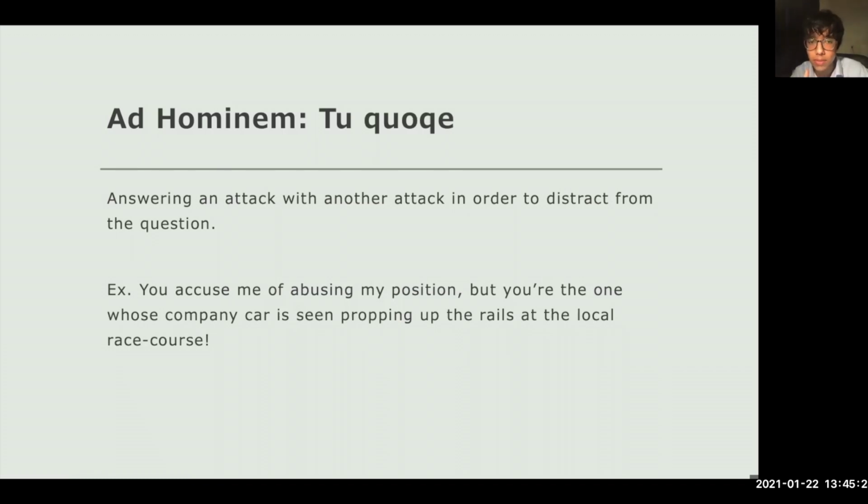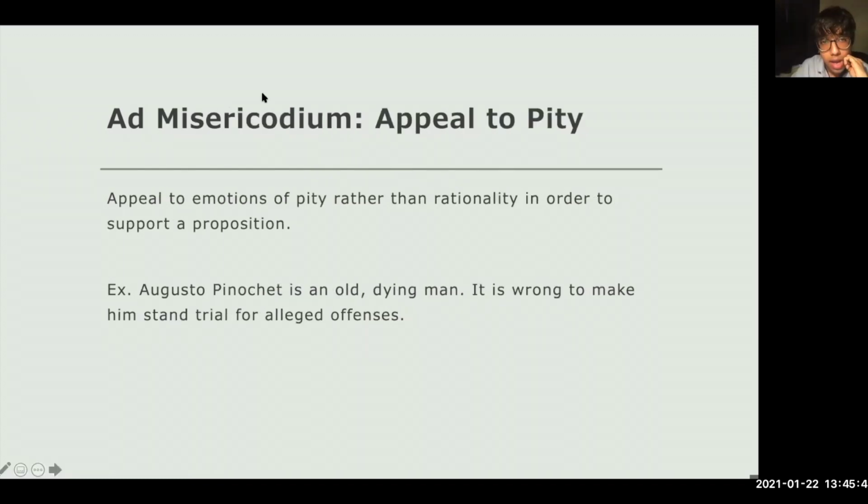Irrelevant, right? Because you accuse me of abusing my position, so you're supposed to respond to that accusation by stating facts like, "Hey, this is not true because I was doing this and I wasn't actually doing this." But instead you attack the other person.